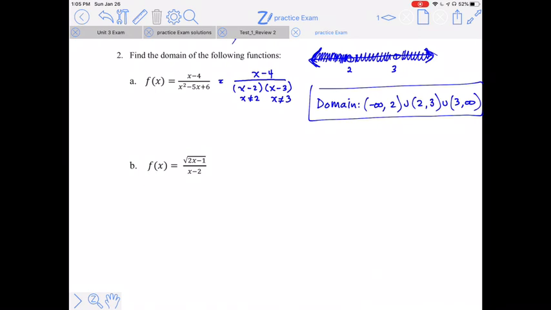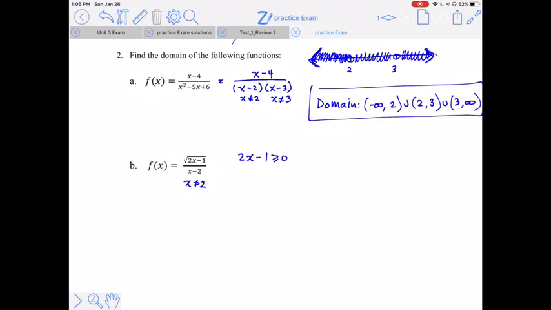Part B is similar in that it is also a rational function. So we look at the denominator. It doesn't need to be factored, so we can easily tell the excluded value is x cannot equal 2. Normally in rational functions, the numerator plays no part in the domain because you can have 0 in the numerator of a fraction, just not in the denominator. However, this one's unique in that the numerator also has a square root expression. And if you recall, square root expressions have restricted domains where the expression underneath, in this case 2x minus 1, must always be greater than or equal to 0.